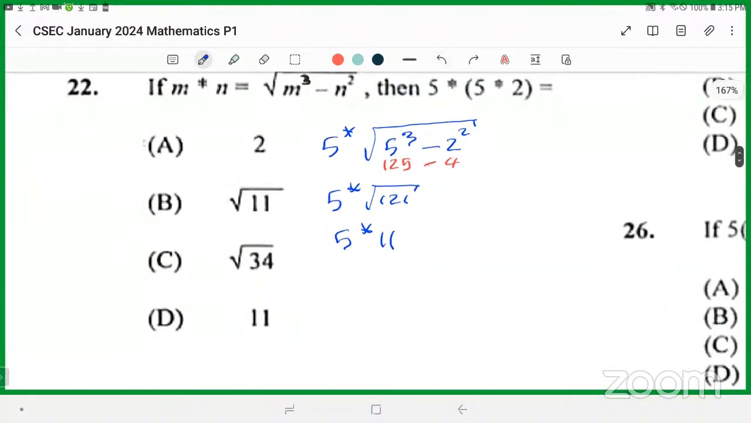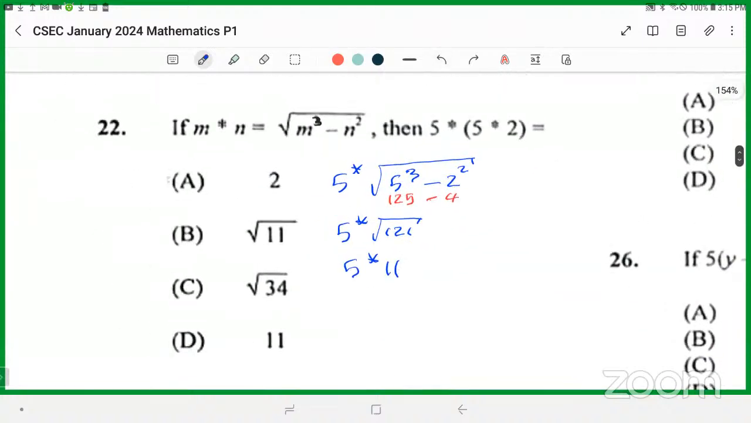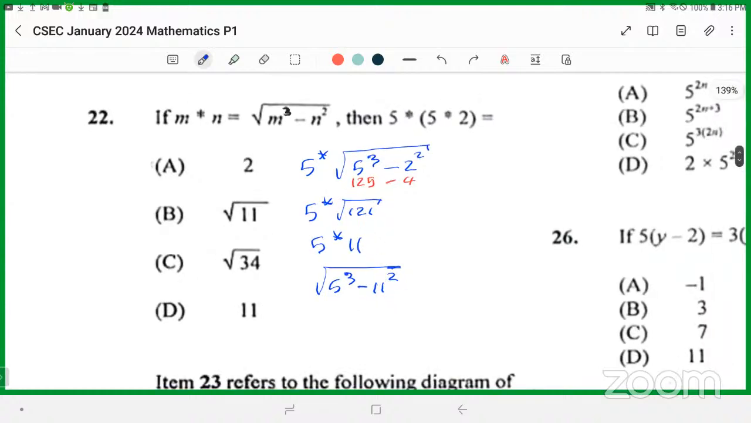So this then becomes the square root of 5 cubed minus 11 squared. Works out itself nicely. 5 cubed minus 11 squared. This value is 11, go there. And that comes back to what we had before, square root of 4.